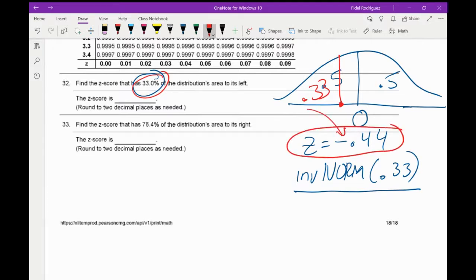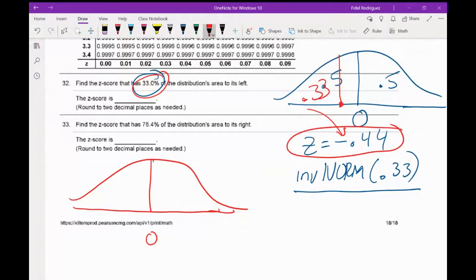Right, perfect. That's great. So knowing that tells you what kind of answer you should get, so that when we get a negative answer, we're like, that makes a whole lot of sense, right? So let's do number 33, and we're going to do it exactly the same way. I'm going to draw my picture, something like this. I know that when z is in the middle, this area is 0.5, and that area is 0.5.